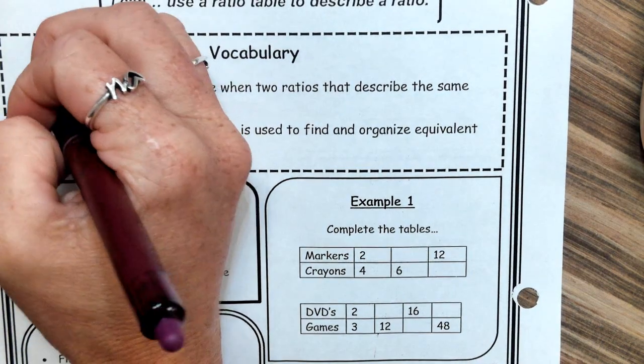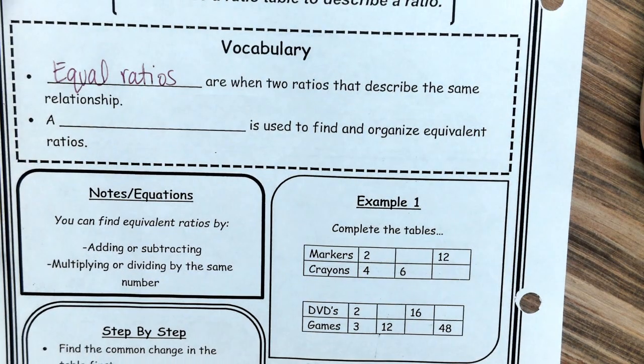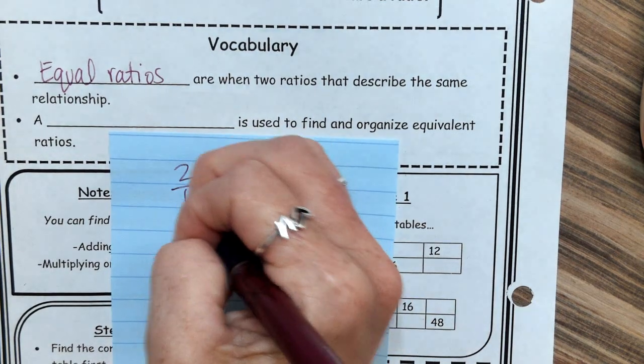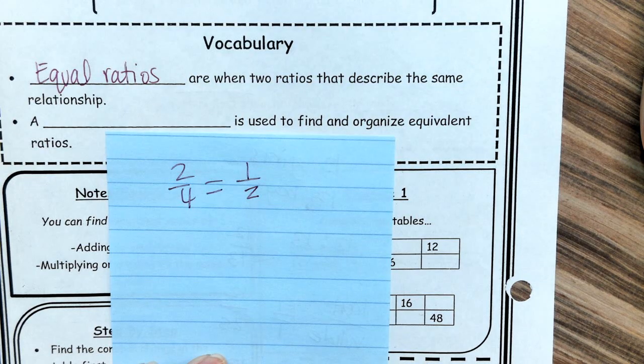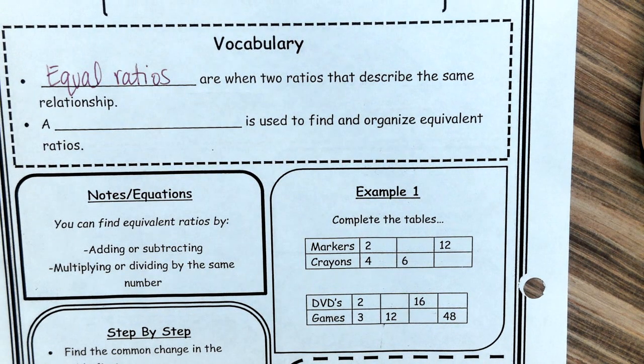Equal ratios, write that down. Equal ratios are when 2 ratios describe the same relationship. For example, they're the same thing as equal fractions. So everybody look. 2/4 is equal to 1/2. Are those equal fractions? Then they're equal ratios. Ratios are fractions. It's just another word for it. Yes? That's what we're talking about: equal ratios.